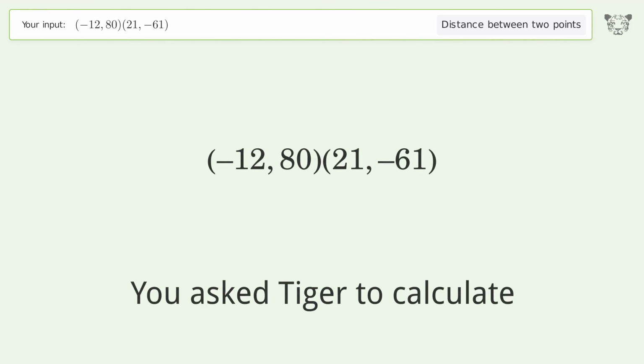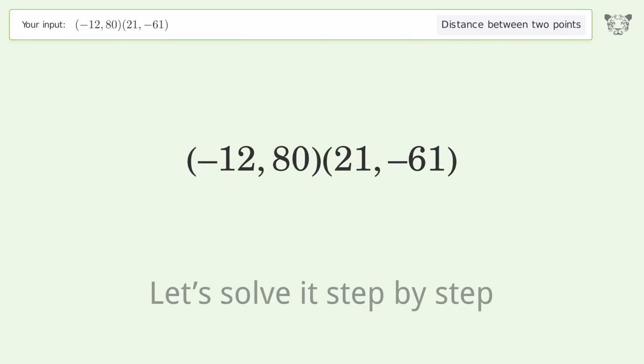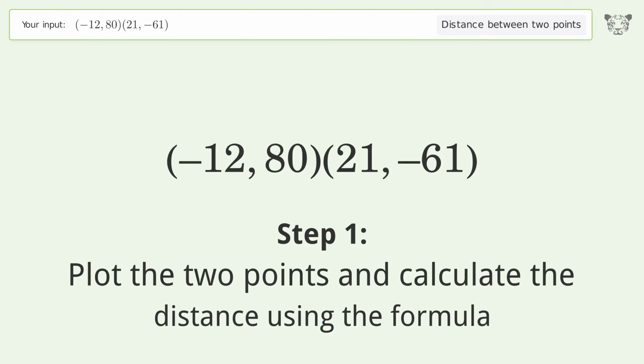You ask Tiger to calculate. This deals with the distance between 2 points. The distance between the 2 points is the square root of 20,970, or 144.81. Let's solve it step by step. Plot the 2 points and calculate the distance using the formula.